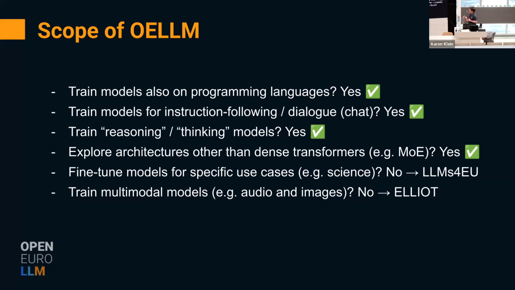Whereas if you look at the current landscape in Europe, or actually all of the European language models, like Apertus and so on, they're all vanilla dense models.